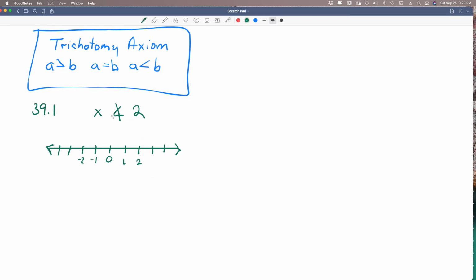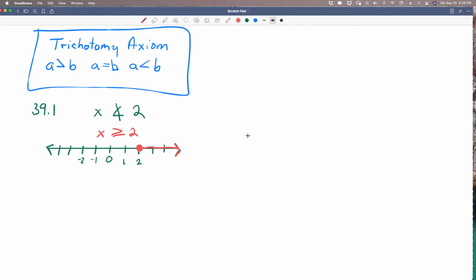If x is not less than 2, we have to write the opposite of that in order to graph it. So I'm going to switch to red so we can see. The opposite of this would be x is greater than or equal to 2. So in that case, we're going to circle 2 and fill it in because we have the equal sign, and then we're going to move to the greater side and fill in that line.